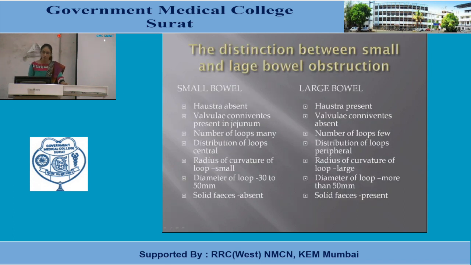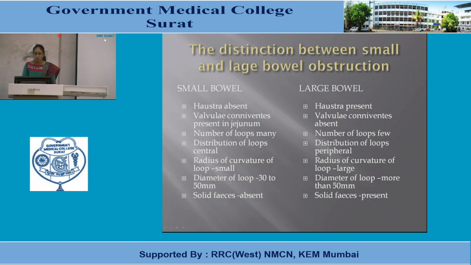What is the differentiating point between small and large bowel obstruction on X-ray abdomen? That is important for you. In case of small bowel obstruction, haustra are absent, while in large bowel obstruction, haustra are present, which is the signature of the large bowel. And valvulae conniventes are present in jejunum, while valvulae conniventes are absent in large bowel. Number of loops are many and centrally distributed in case of small bowel, while number of loops are few and distribution of loops is peripheral in case of large bowel obstruction.